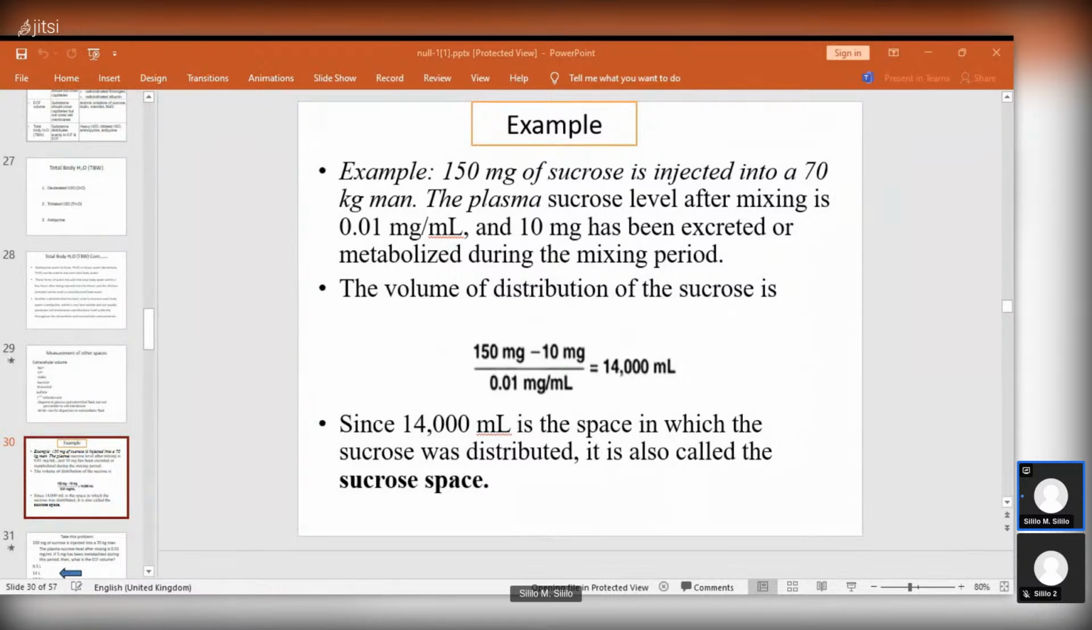The plasma sucrose level after mixing is 0.01 milligram per mil. So this is like our new concentration, Concentration B. And then 10 milligrams has been excreted or metabolized. So out of this new volume, 10 milligrams has been excreted.